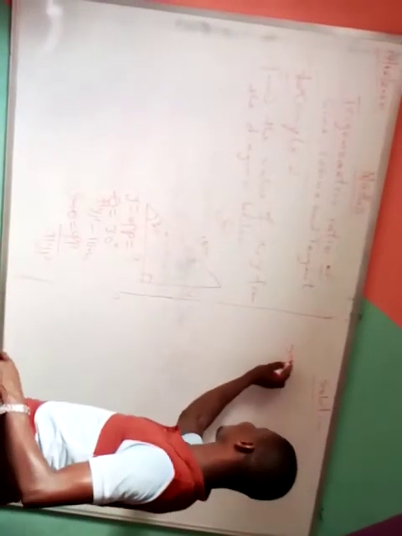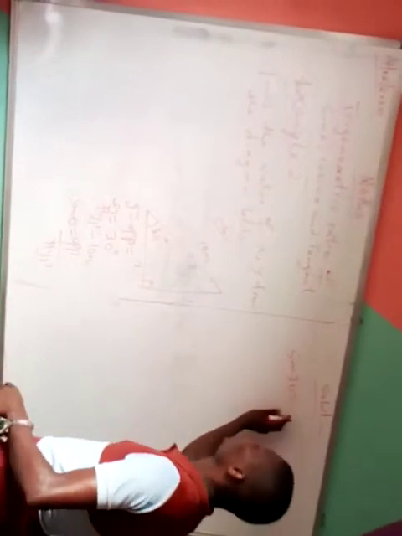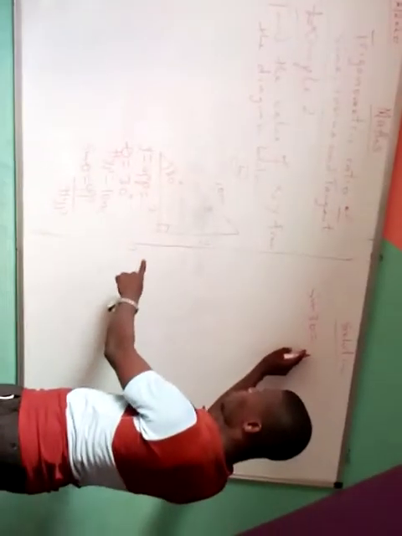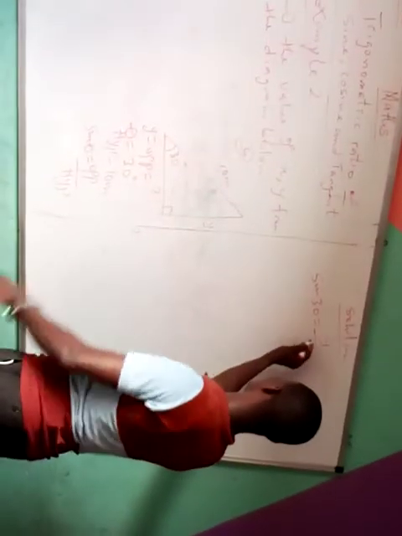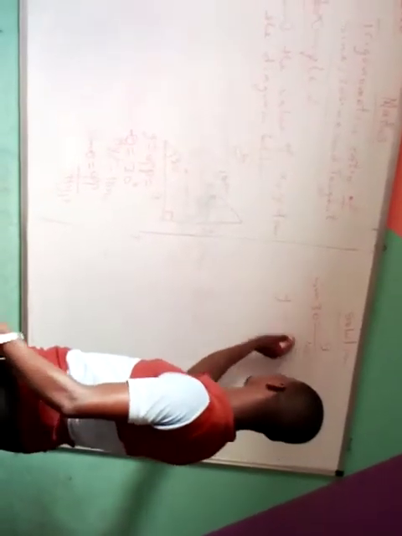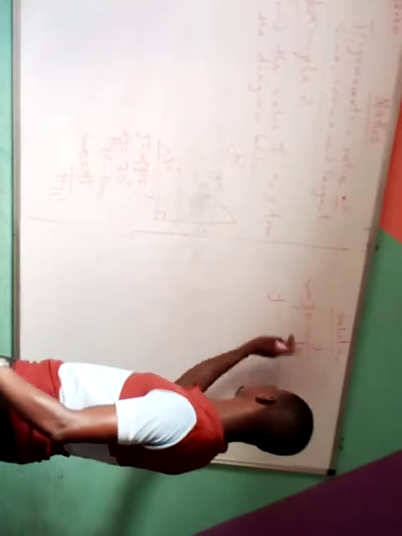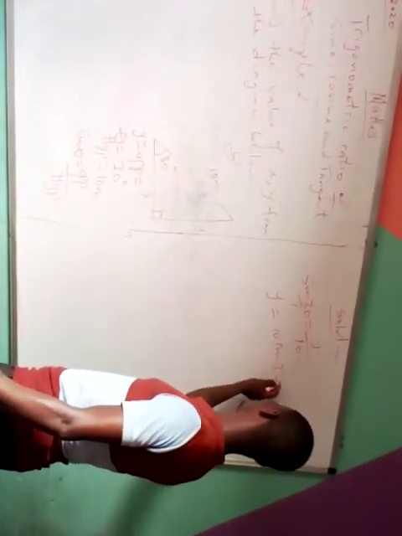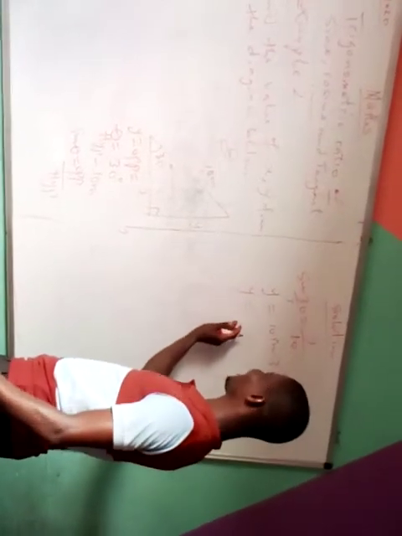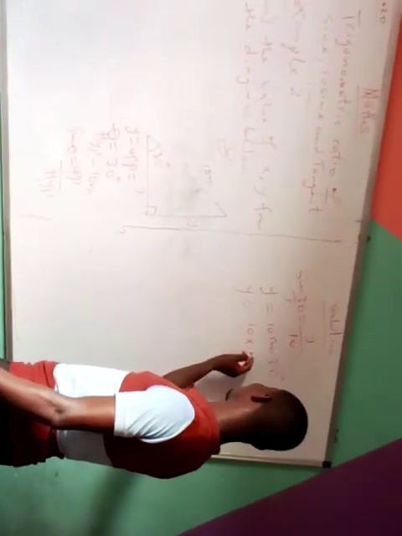So that means sine 30 is equal to opposite, which is y, over hypotenuse, which is 10. So we have y is equal to, cross multiply, 10 sine 30 degrees. So y is equal to 10 times sine 30, which is supposed to be a half, so 1 over 2.